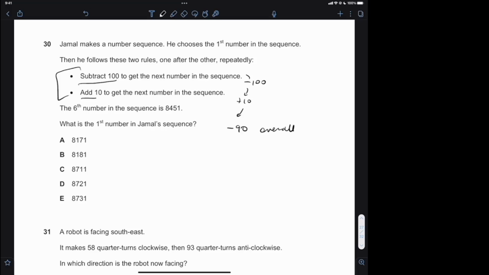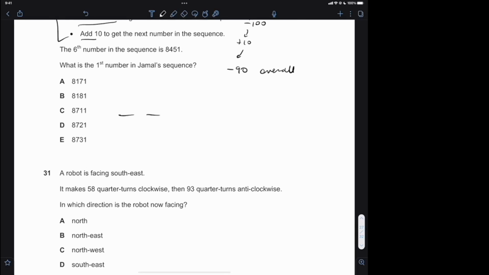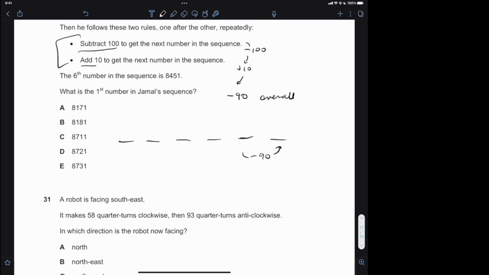Now, the 6th number in the sequence is 8,451. What is the first number in Jamal's sequence? So, if we think about it like this, 1, 2, 3, 4, 5, 6. The 6th number. Each time you move forward, you're basically minusing 90 every 2 numbers. So, first of all, you start with a number, you minus 100, then you plus 10, then you minus 100, then you plus 10. So the final one would be after minusing 100.